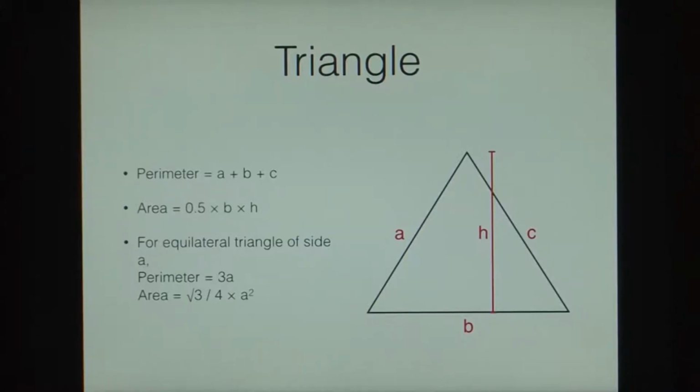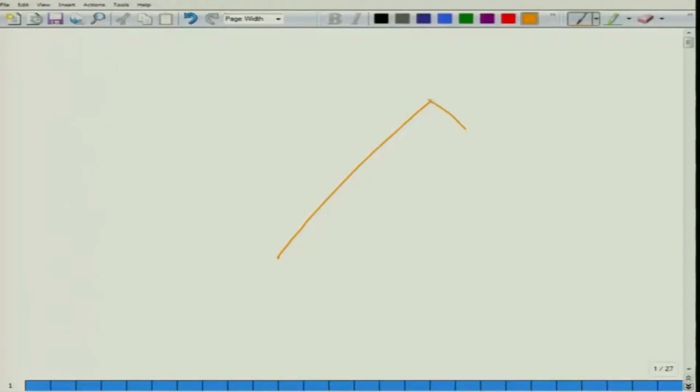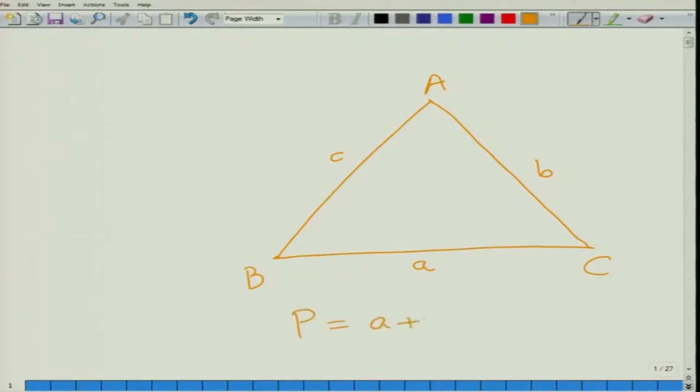Now, let us draw a triangle. Suppose this is a triangle that we refer to as A, B, C. Now, these sides have lengths of small a, small b and small c. The perimeter of a triangle is the sum of the lengths of the 3 sides. So, P or the perimeter equals a plus b plus c.